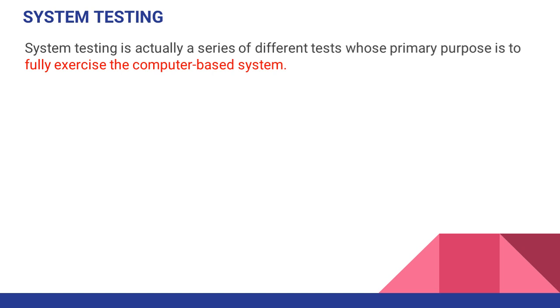System testing is actually a series of different tests whose primary purpose is to fully exercise the computer-based system. Although each test has a different purpose, all work to verify that the system elements have been properly integrated and perform their allocated functions. In the videos that follow, we discuss the types of system tests that are worthwhile for software-based systems.